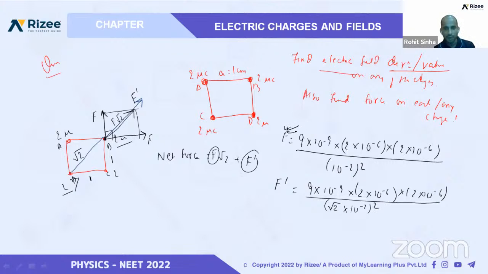You will get F from here and F dash from here; put them here and you will get the net force, and the direction will be 45 degree from here, or you can take 135 degree from here. Accordingly, you can see the option and mark the answer. Similarly, for the electric field also. Any problem?